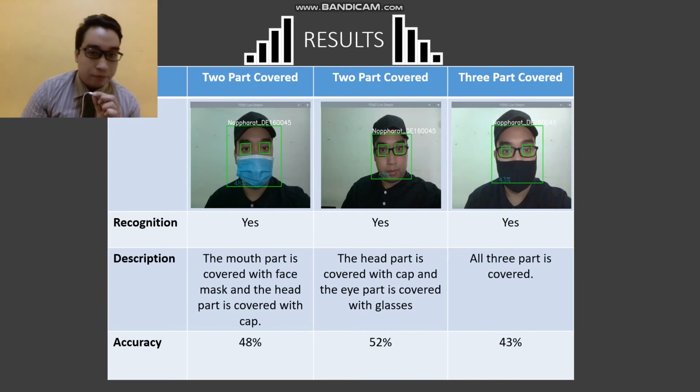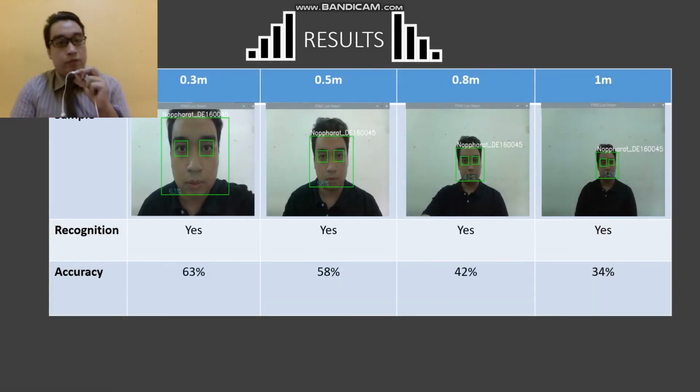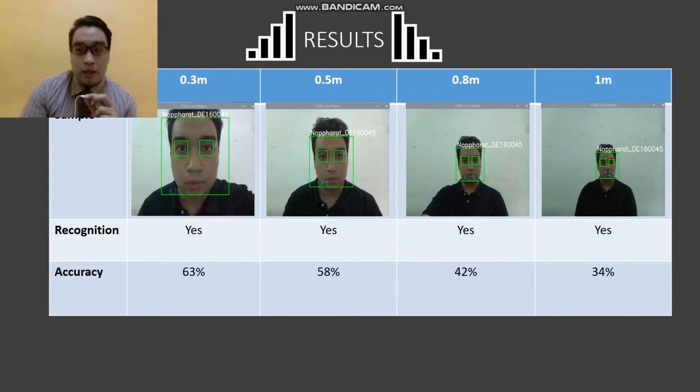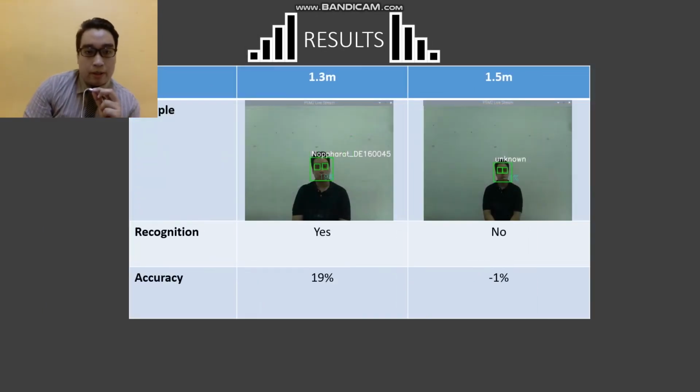Now the next result is based on the distance between my face and the camera. At 0.3 meters, the accuracy is pretty impressive at 63%. As I move a bit further away from the camera, the accuracy drops, but the system still recognizes me. The maximum distance is 1.3 meters. Accuracy is at 19%.